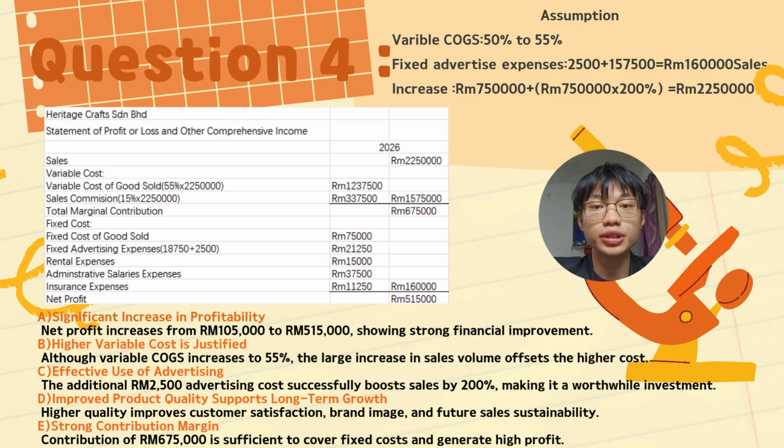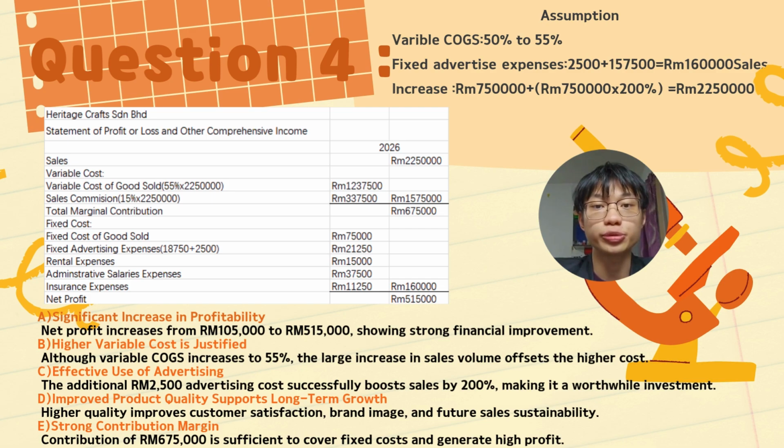For question 4, the company plans to improve product quality, which will increase the variable cost of goods sold from 50% to 55% of sales. In addition, fixed advertising expenses will increase by 2,500. However, these improvements are expected to increase sales by 200%, meaning that total sales will triple from 750,000 to 2,250,000.